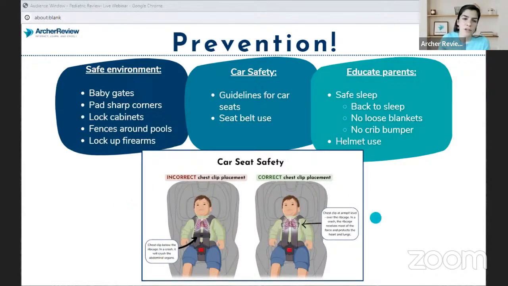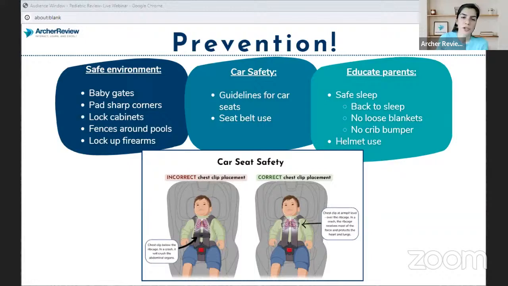This little picture about the chest clip placement, I have to be honest, as a new mom, I had to learn this, not the hard way, thank God, but I also learned this. So you can take your car seat to certain centers where they'll make sure that it's clipped in right and kids are put in correctly.